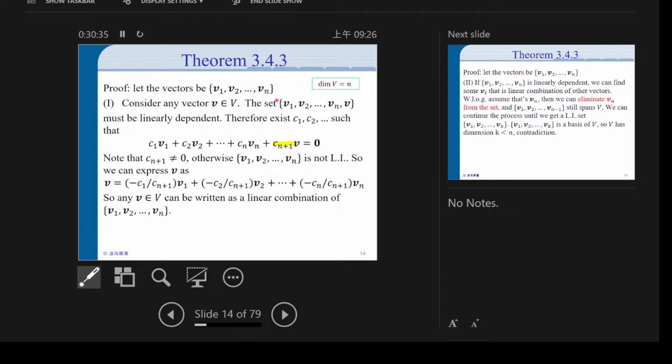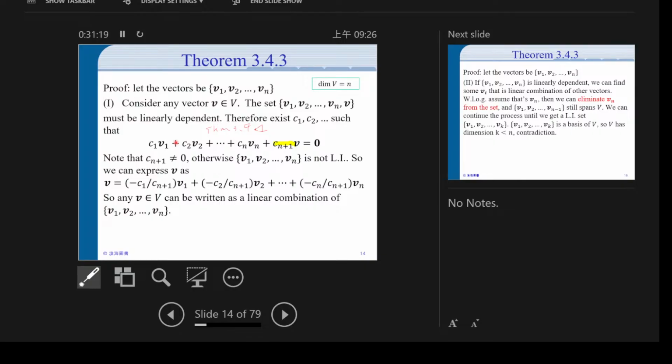And so we consider the set of vectors v1 to vn and the extra vector v inside V. And we show that they must be linearly dependent. They must be linearly dependent because of the theorem we just showed, theorem 3.4.1. Because v1 to vn already span V, and you add the extra vector, then they must be linearly dependent. So this is theorem 3.4.1.